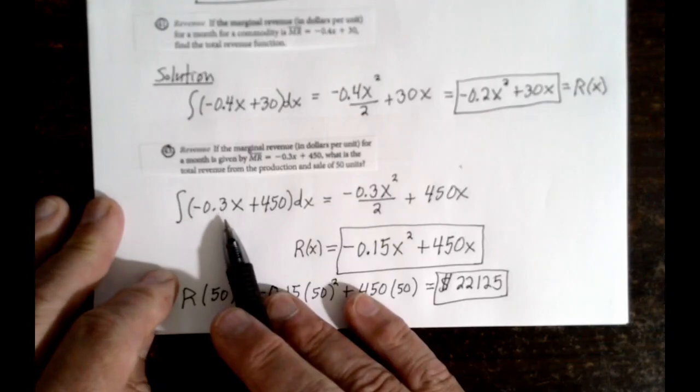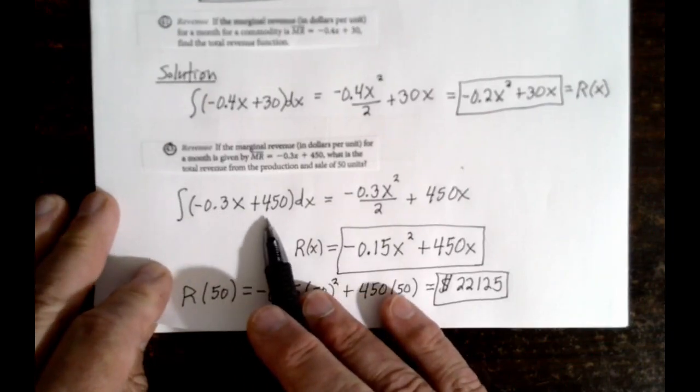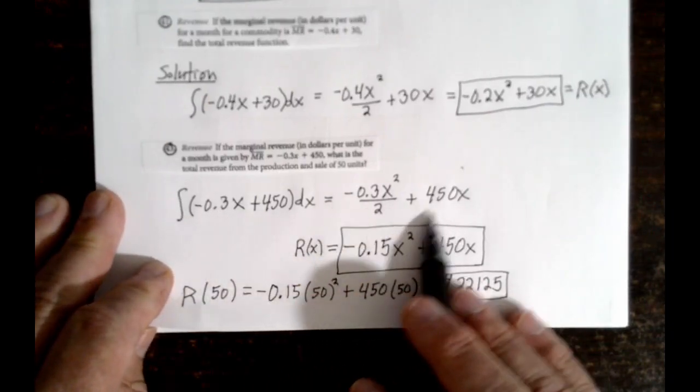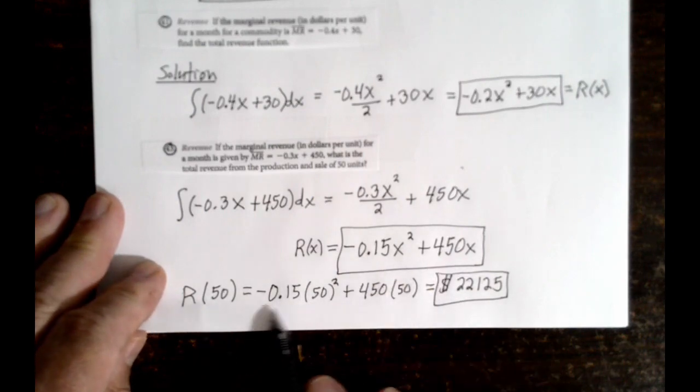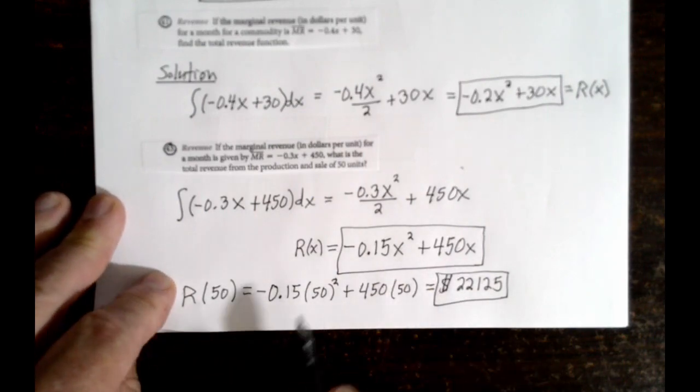43, they give you the derivative, which is marginal revenue, and you integrate it, and you get your revenue. And then they ask you to find out what's the revenue when you produce 500 items. It's $22,125.